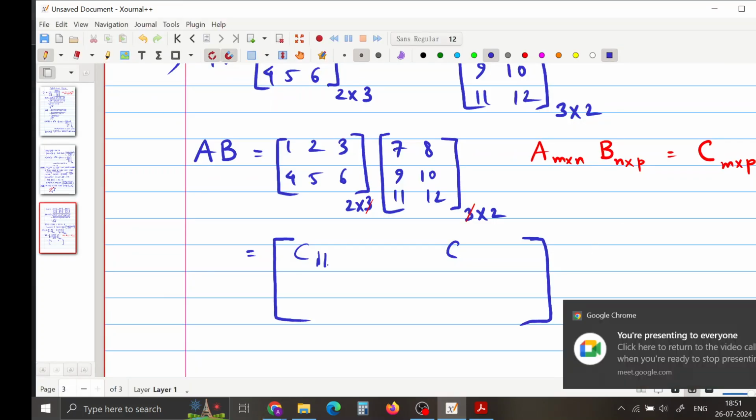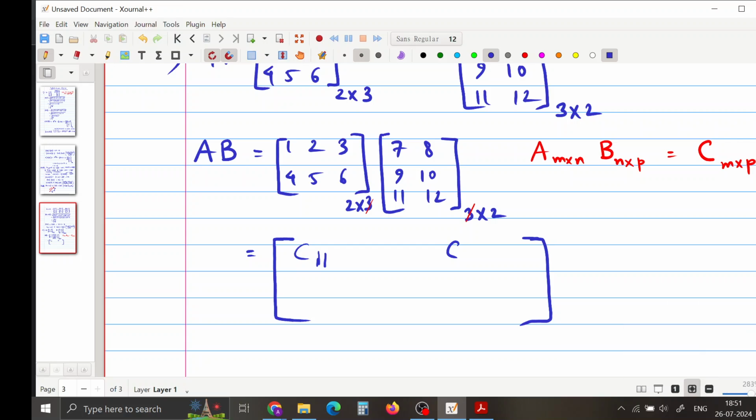So this 1 1, this index means first row and first column, the element of first row and first column. So Cij in general means the entry of the ith row and jth column. The first index is the row index and the second index is the column index.